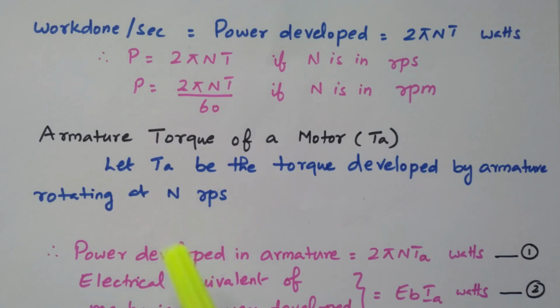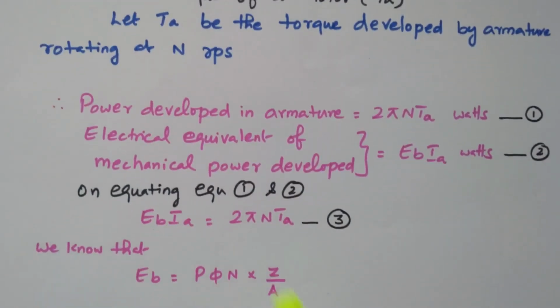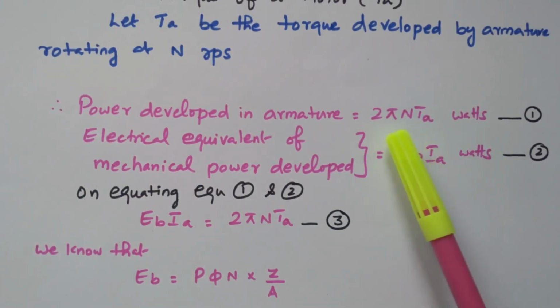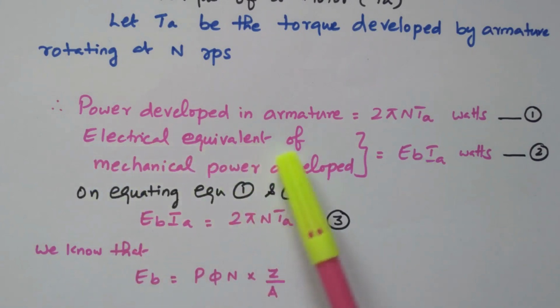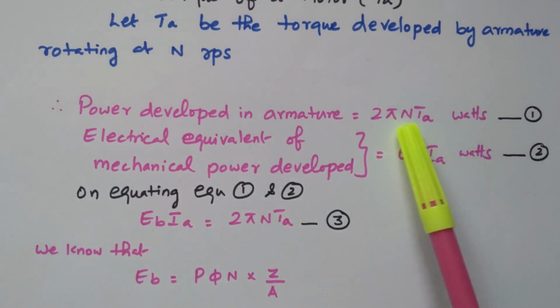Based on that we can go for the derivation of the armature torque, called TA. Let TA be the torque developed by the armature rotating at n RPS. Again we are taking only RPS, not RPM. So based on the derivation, the power developed in the armature is 2 pi n into TA watts. Just now we got this expression. This is the power developed given in terms of mechanical quantities.